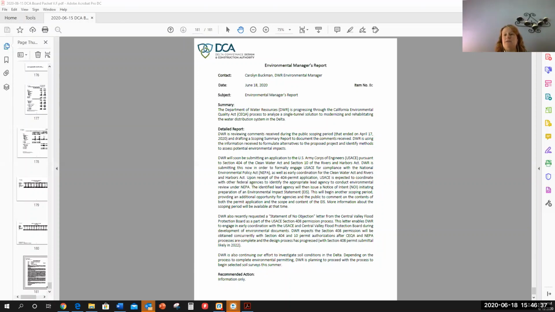The Corps identified 2 steps that we need to take to formally engage them. On the flood side, we needed a statement of no objection letter from the Central Valley Flood Protection Board to initiate the Section 408 permitting process. And we did receive that letter from the Flood Board. The second was that we needed to submit a 404 application to initiate the process on the regulatory side. So we submitted that 404 application this week.